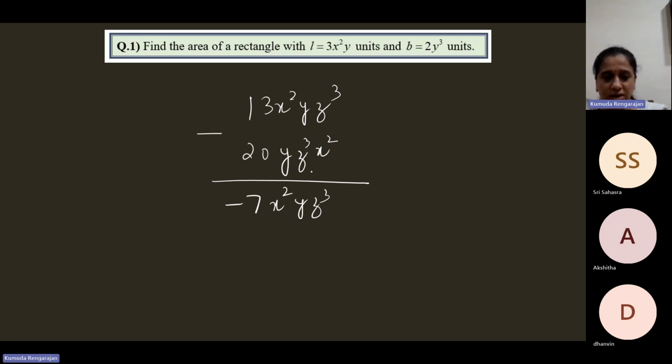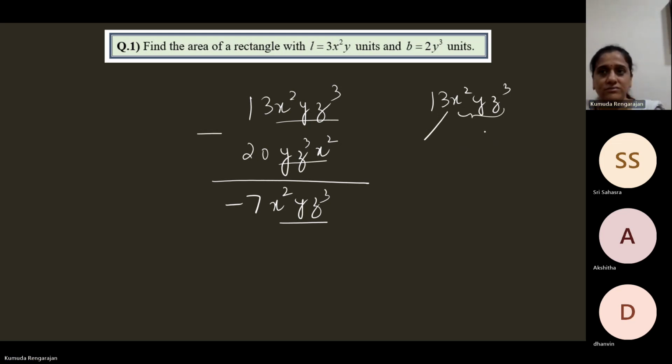So see here, when you subtract, the literal factors come down as it is. You don't do anything with the literal factor. The letters are the literal factor. 13 and 20 are numerical factors. So an expression has two things. Like this 13x squared y z cubed, it has two things. This is the numerical factor. These are the literal factors. Literal factors are made up of letters. Numerical factor is a number.